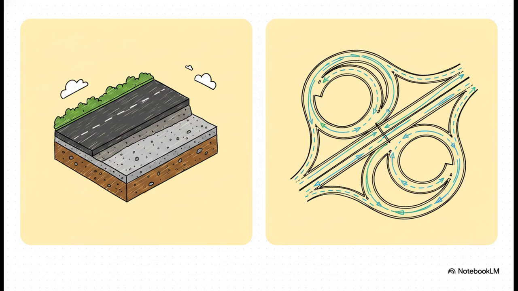But on the operational side, traffic engineering isn't actually about the physical road at all. It's about the behavior of the things moving on it. Traffic engineers focus entirely on the safe, efficient movement of people and goods. They use complex modeling to prevent bottlenecks and optimize the overall flow. Basically, one builds the physical artery, and the other ensures the blood actually circulates.